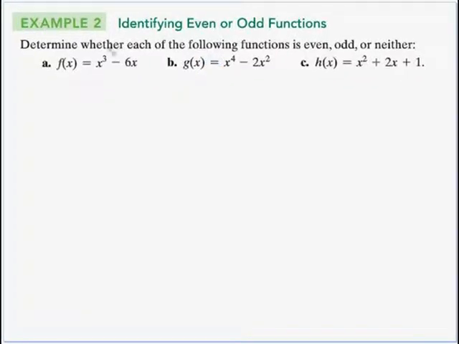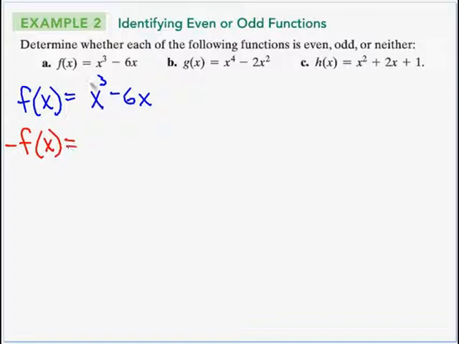Okay, we've got to figure out, are these functions even, odd, or neither? When I look at the first one, here is f of x, and I'm just going to copy it here in blue. f of x is x to the third minus 6x. The first thing I like to do is negate that function. I'm going to find negative f of x. Imagine there's a set of parentheses around the original function, and we're going to distribute a negative. So now it is negative x cubed plus 6x. I say this is option 1, the blue function. Option 2 is the red function, the original.